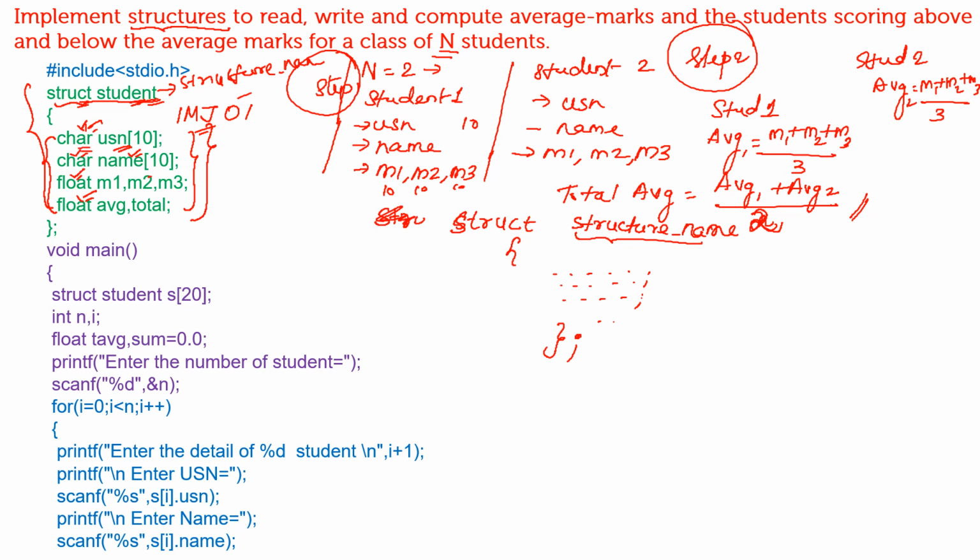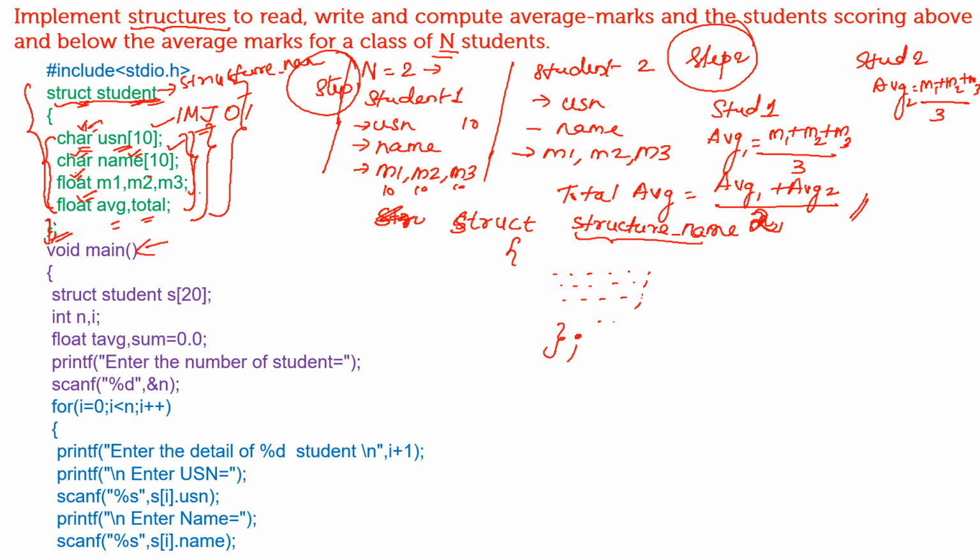Now you are going to give char USN of size 10, char name of size 10, float M1, M2, M3. Everything will end with a semicolon. This is the declaration, right? Then float avg and total. So these are the next two variables which you are going to take, and end with a semicolon. Always don't forget, after your curly braces end with a semicolon. Okay, so you have now defined a structure.